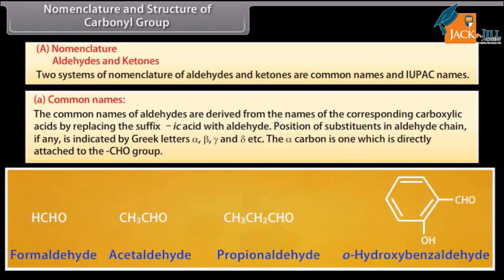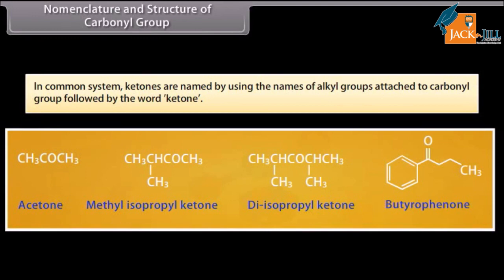Position of substituents in aldehyde chain, if any, is indicated by Greek letters alpha, beta, gamma and delta, etc. The alpha carbon is the one which is directly attached to the aldehydic group. In common system, ketones are named by using the names of alkyl groups attached to the carbonyl group followed by the word ketone.